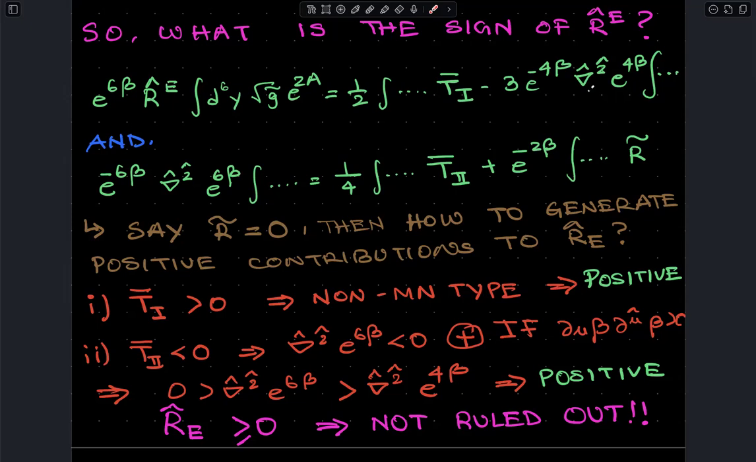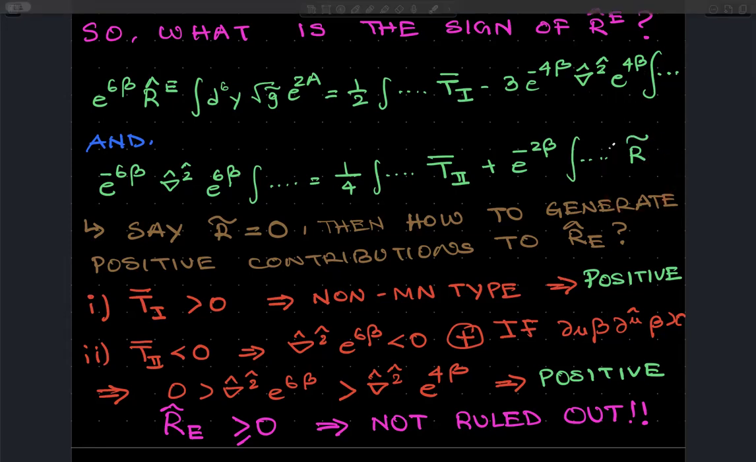So via this analysis, actually, a four-dimensional Einstein-frame Ricci scalar greater than or equal to zero is not ruled out, unlike the Maldacena Nuñez case. At least if you have non-MN type fluxes and beta in the game. Of course, one can do a more thorough analysis where they have the R tilde in the game as well, but yeah. So it's just that the four-dimensional R hat E greater than or equal to zero is not ruled out.